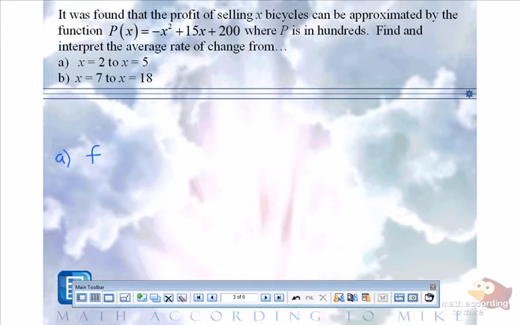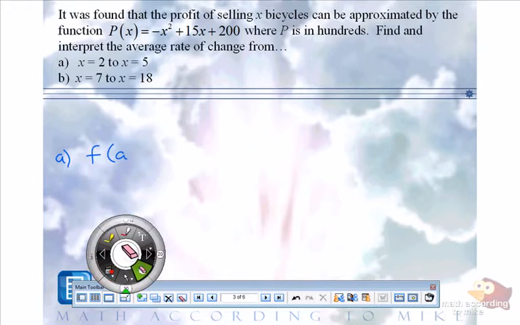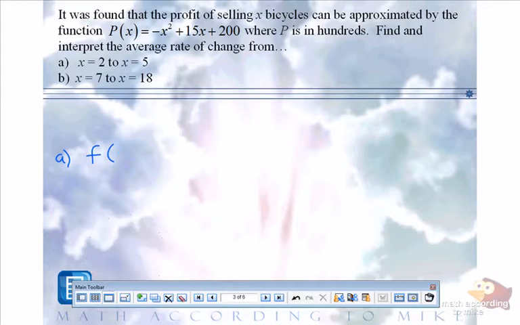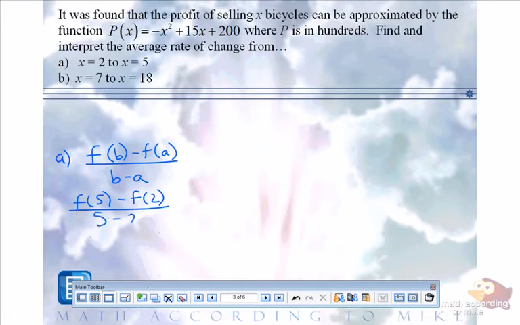remember it says average rate of change is f of b minus f of a all over b minus a. For part A, we have x equals 2 to x equals 5. Typically, a is a smaller number. It doesn't have to be. So we would have for us f of 5 minus f of 2 all over 5 minus 2.